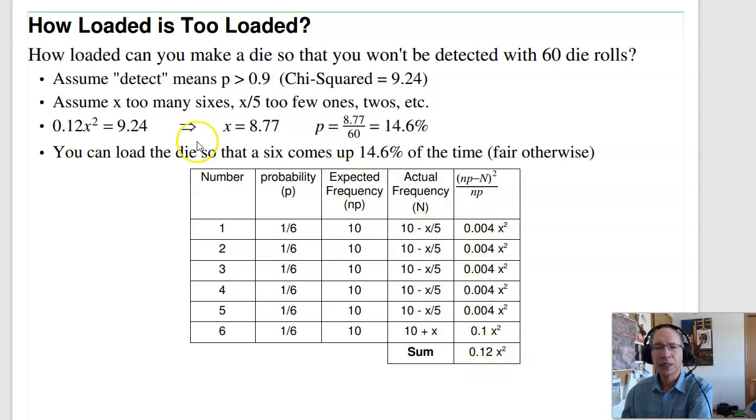If I do that, I can take the chi-squared score: 0.12x squared has to be 9.24. Solve for x, and I get x is 8.77. So I get an extra 8.77 6s out of 60 die rolls, or 14% loading. If I load the dice with only 14% loading, 14% of the time you get a 6, otherwise it's a fair die, I can probably get away with it with only 60 die rolls. You can actually calculate how much you can cheat and get away with it.